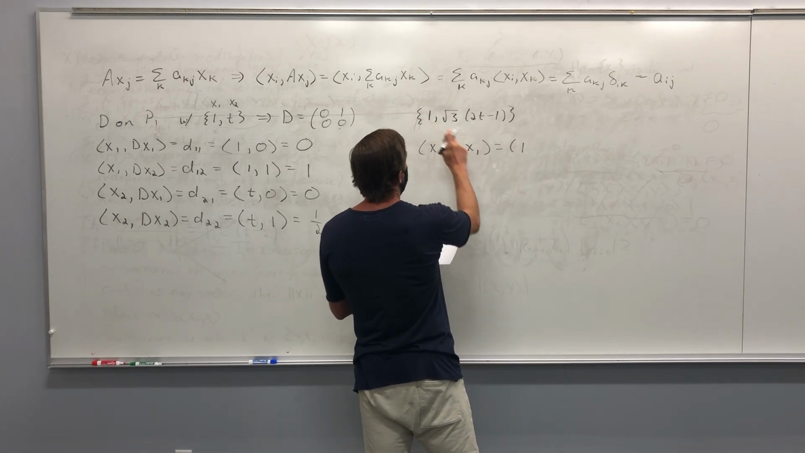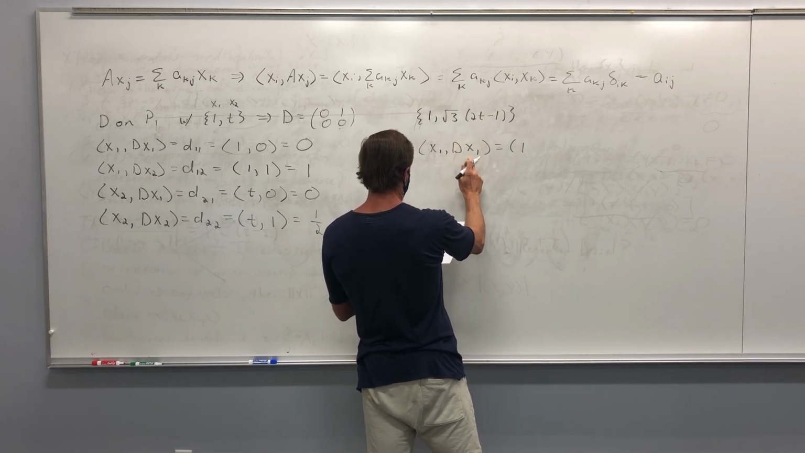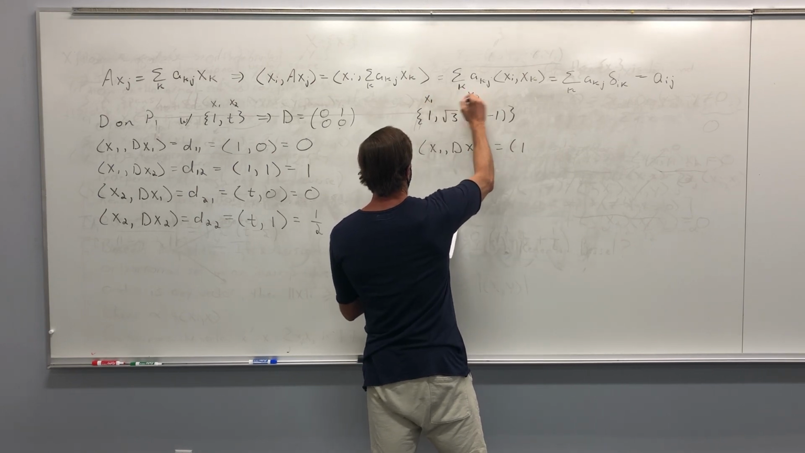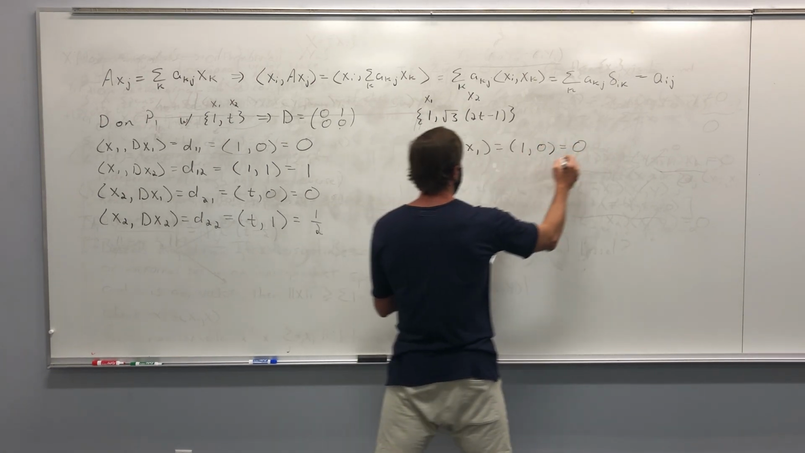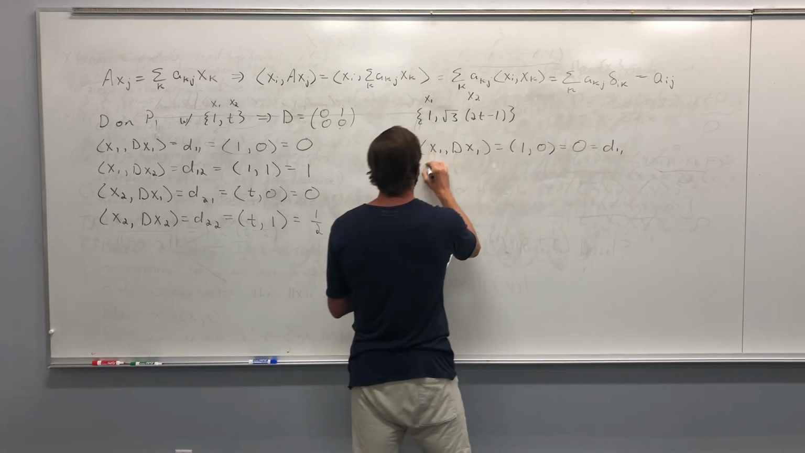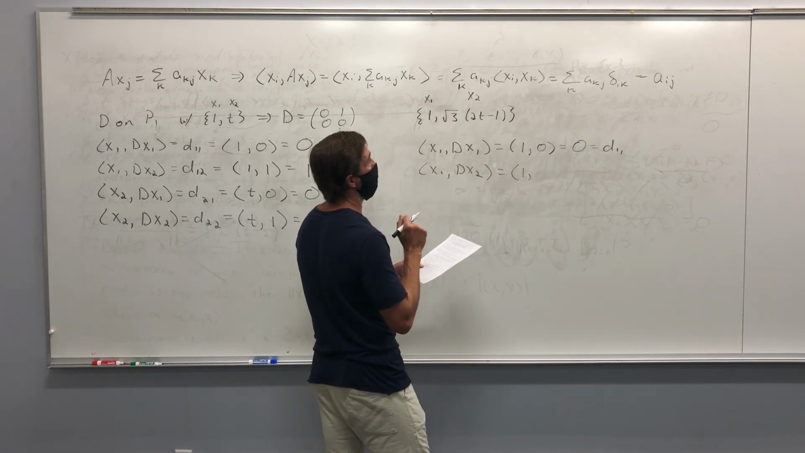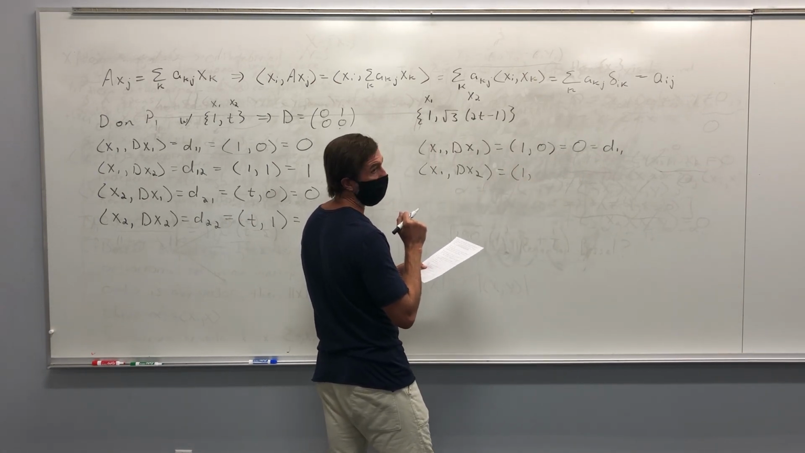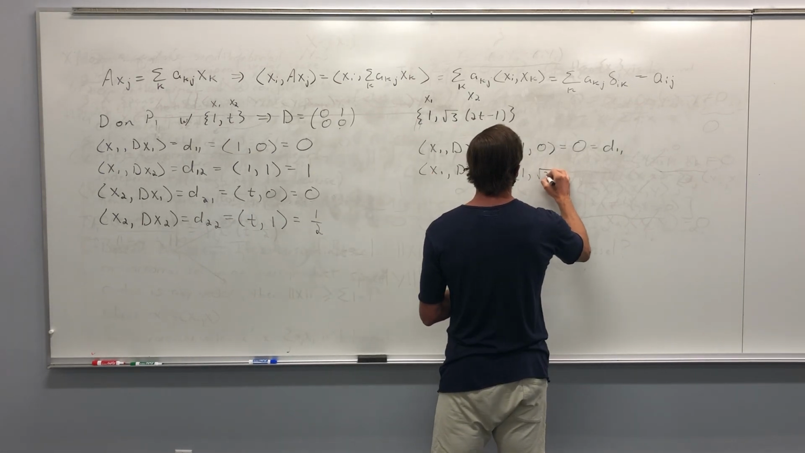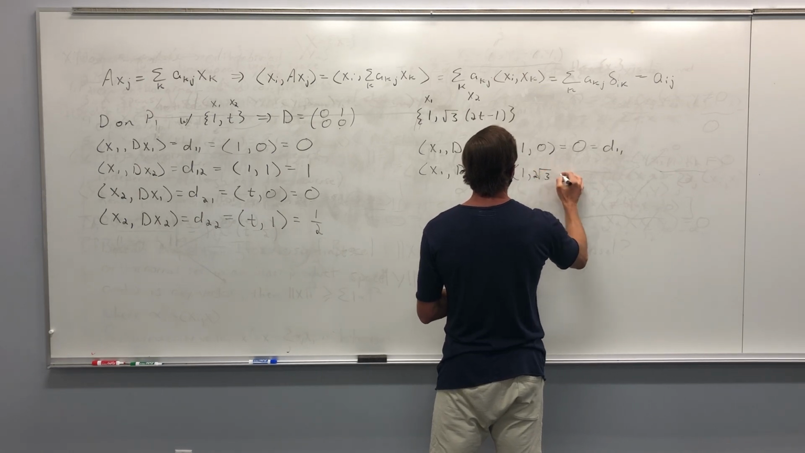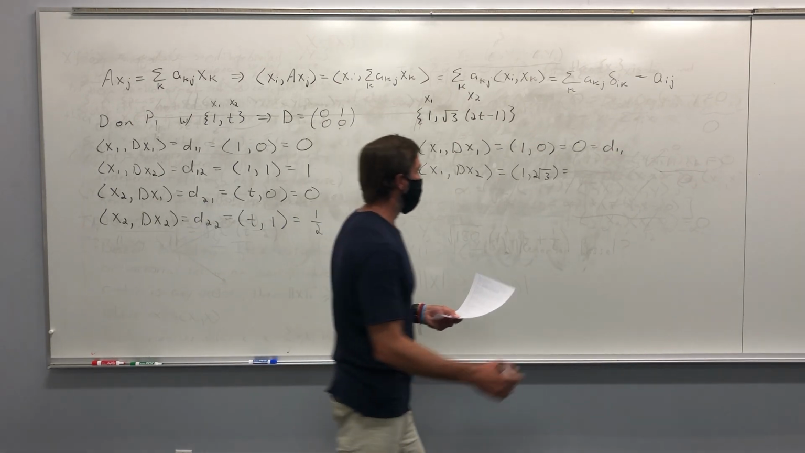So x1 is 1, dx1 is 0, okay? All right, so that's my d11. x1 dx2. The derivative of this with respect to t is root 3. Isn't it 2 root 3? Yeah, it's 2 root 3.